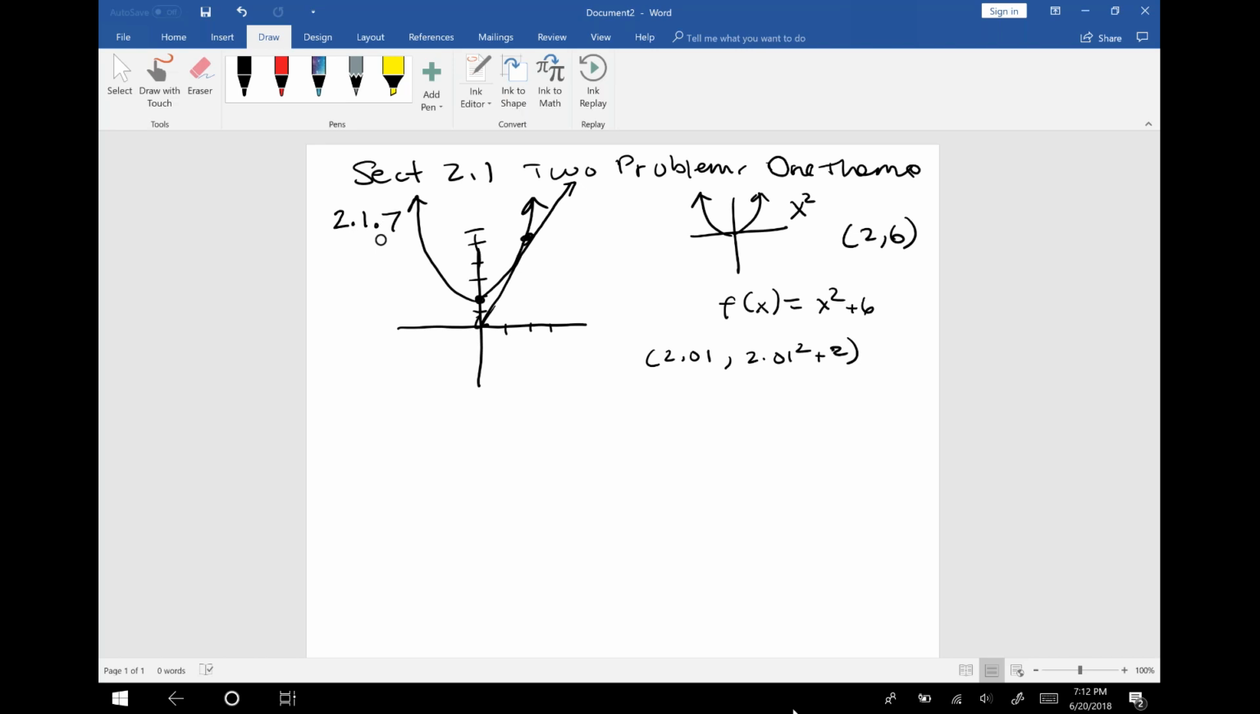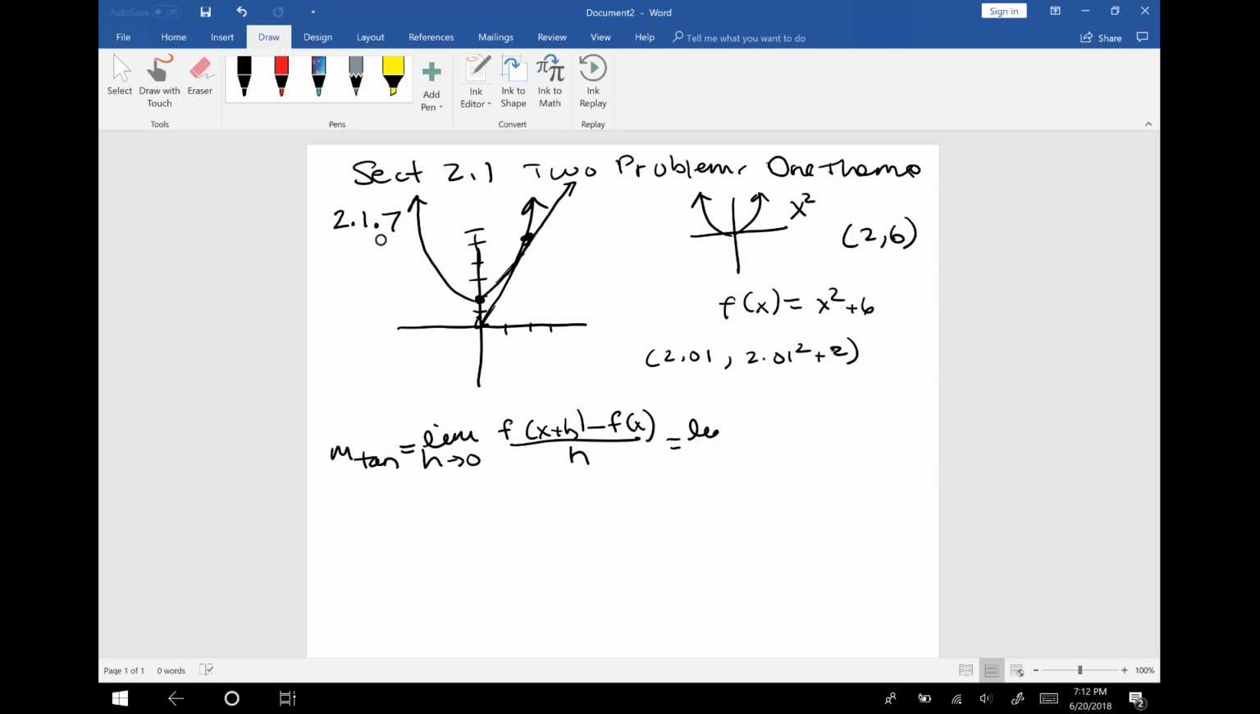So if we want to find the slope of the secant line, okay, so that's the line right there. So if we want to find the slope of the tangent line, we can use that definition. The slope of the tangent line is the limit as h goes to 0 of f of x plus h minus f of x, divided by h.